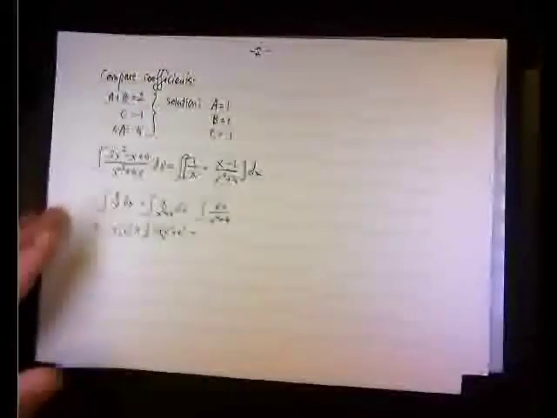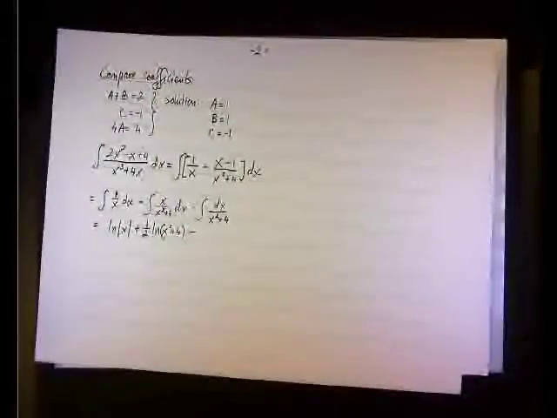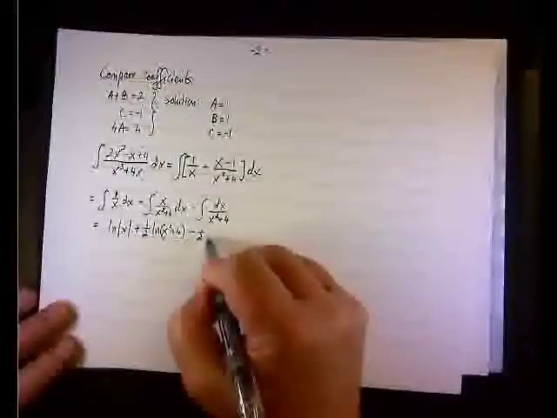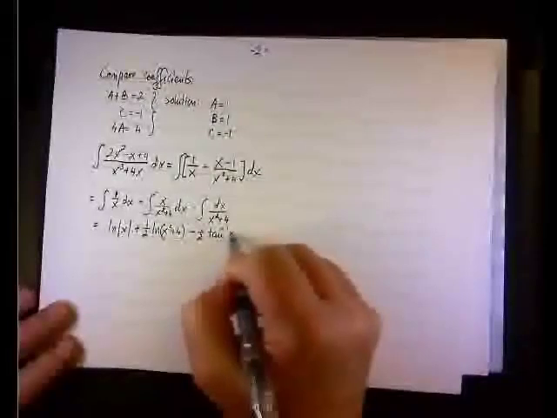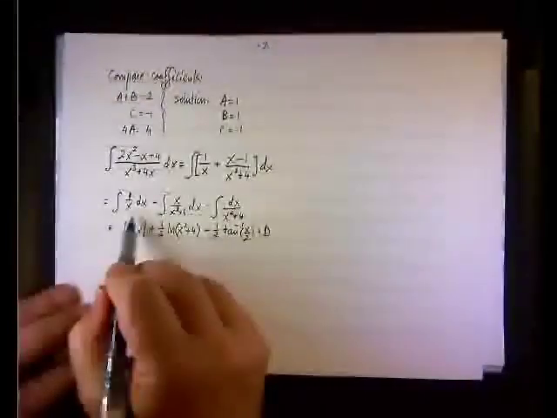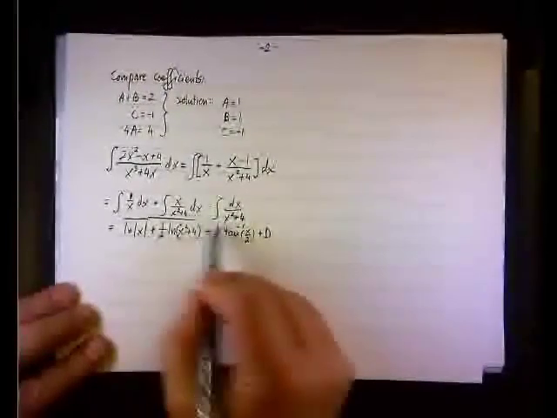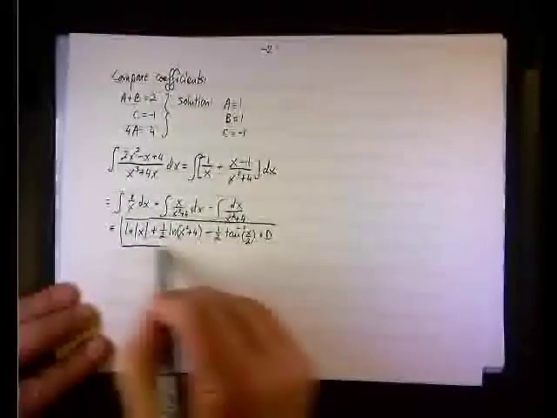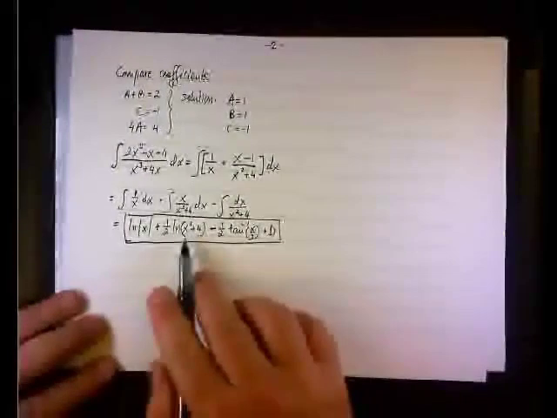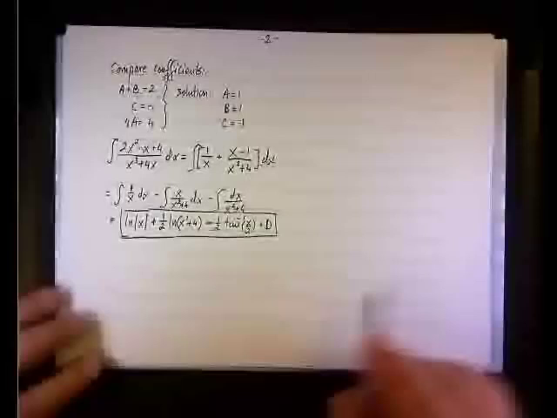But wait a second, not so fast. The inverse tangent is the integral of dx over x squared plus 1. We have x squared plus 4. So it will be 1/2 the inverse tangent of x over 2. And you know what? I'm going to explain this to you, because you may not see it right away. So I'm going to explain the two integrals, the second and the third one.